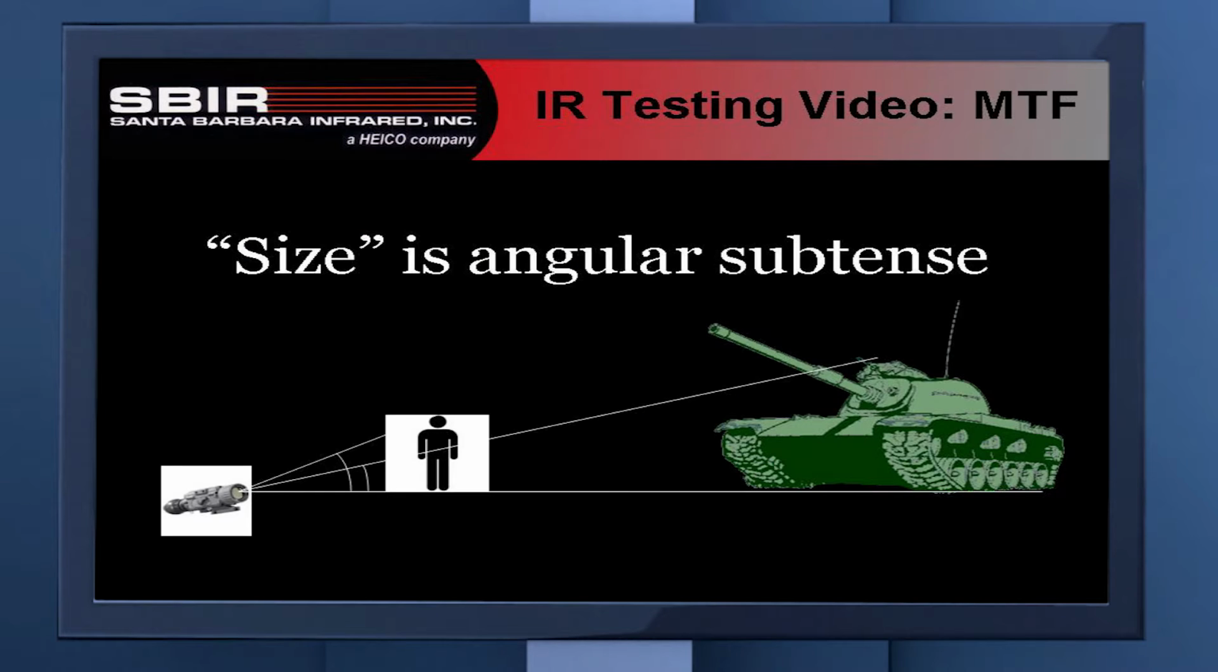So in this slide, I try to illustrate that it doesn't really matter the absolute size of an object. It matters how big it appears in the camera. So you can have a person that's up very close, and he can appear larger than a tank that's at a very long distance away. And that's what we mean by size, and we more accurately call it angular subtense.